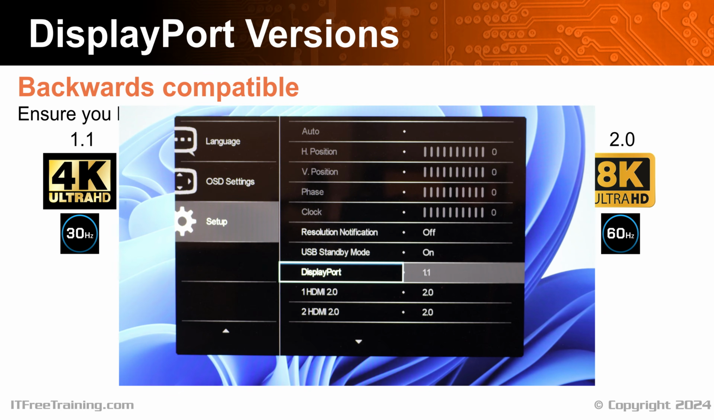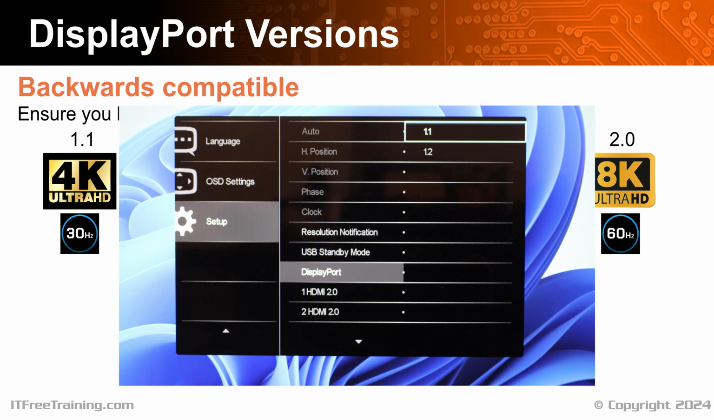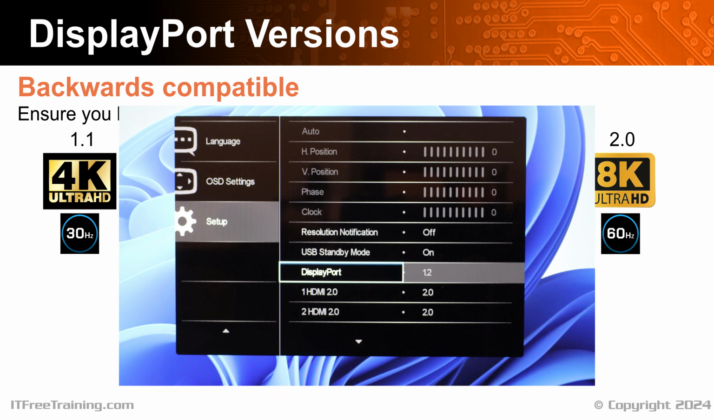In the case of this monitor, the DisplayPort version is set to 1.1. Thus, it will run 4K resolution, however only at 30 Hz. This may make the response on the monitor look sluggish. To correct this, I will simply set it to 1.2. Since DisplayPort is backward compatible, I will always set this setting to its highest value.